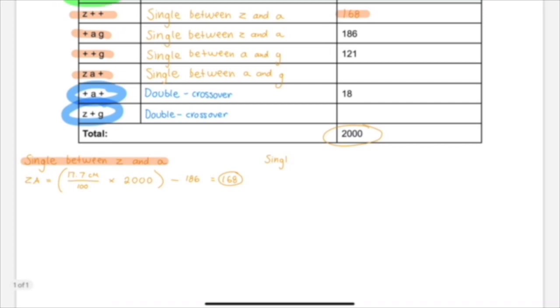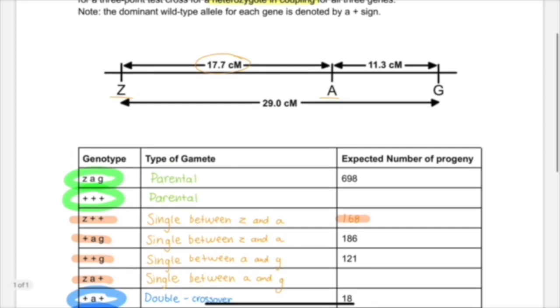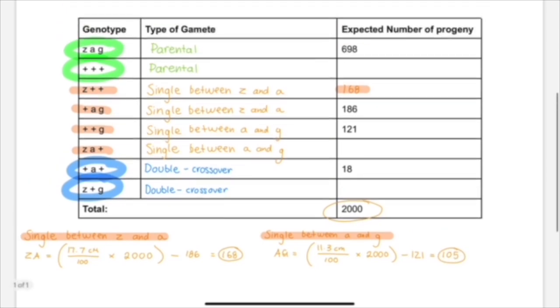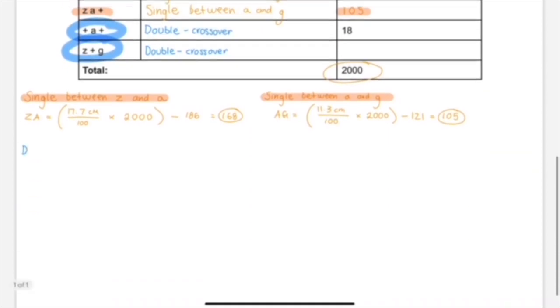So let's move on to a single crossover between the genes A and G. We're going to use basically the same strategy. We're going to take our 11.3 centimorgans on our gene map, divide it by 100 to get our frequency, multiply that by our total number of progeny, and subtract the number that's already filled in on the table. Then we will put that leftover number, which in this case is 105, in the blank.